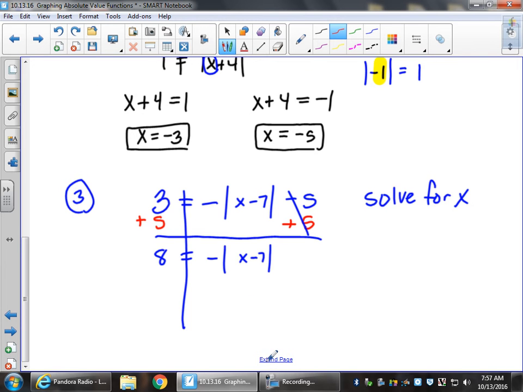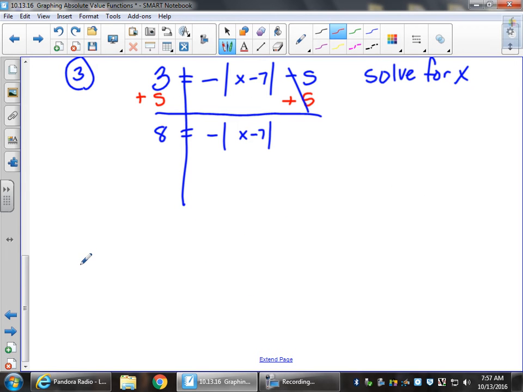What do I do from here? Can I set up my 2 equations? Are my bars by themselves yet? No. Yes, we have a negative 1 right here, so we're going to divide both sides by negative 1. So now I have negative 8 equals absolute value of x minus 7. Now that my absolute value piece is totally by itself, there's no coefficient in front, I'm not adding or subtracting anything, now we can set up our 2 equations. What are our 2 equations going to be?